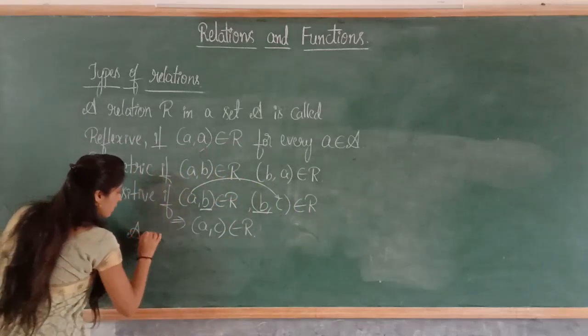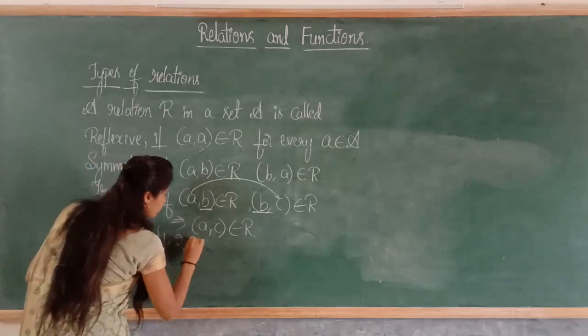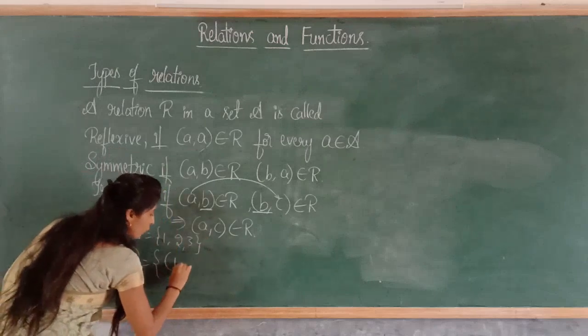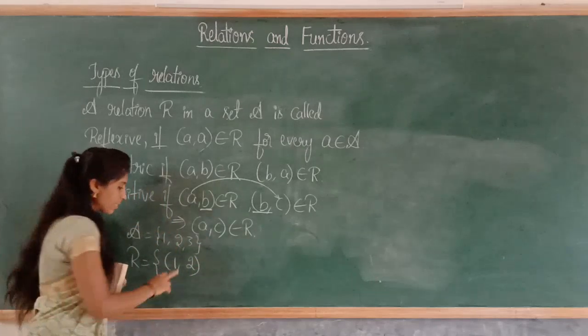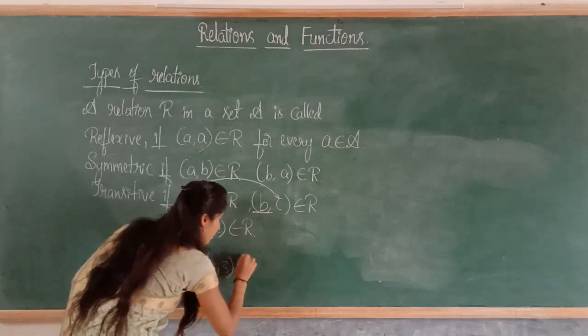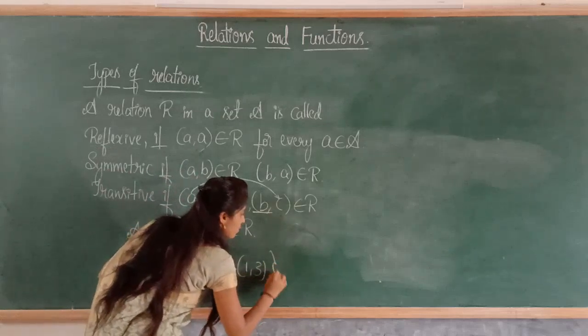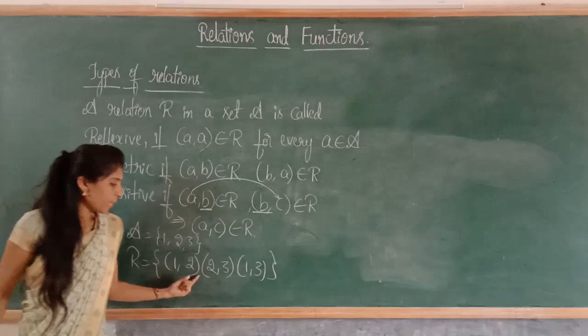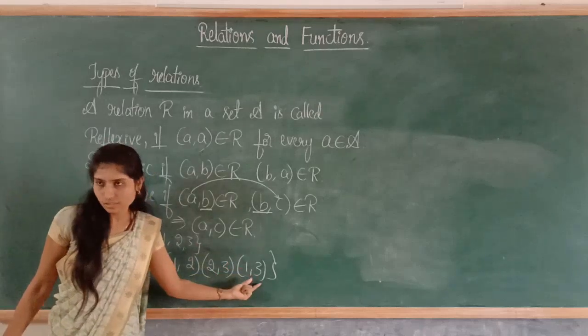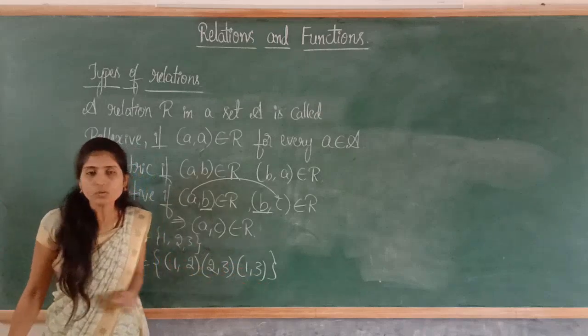Example, if A is equal to {1, 2, 3}, see here, the relation should be, if (1, 2) is there, then the second element should be the first one in the next pair. (2, 3) is there, then (1, 3). This is transitive. See here, (1, 2), (2, 3), then (1, 3) is here. So this is what? Transitive relation.